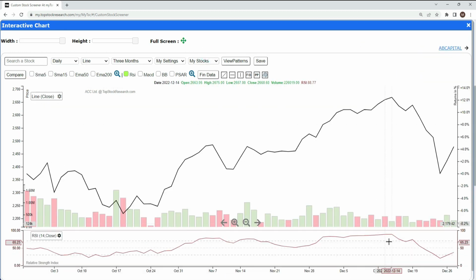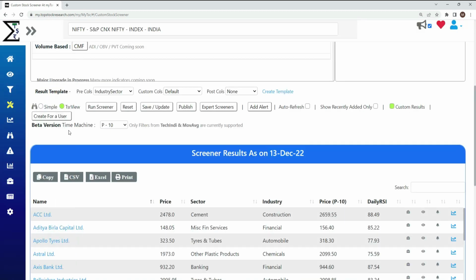On 13th of December, it was in this territory for at least 3 days. You know what I mean? Yes, yes, sir. Okay, so this is time machine, right?